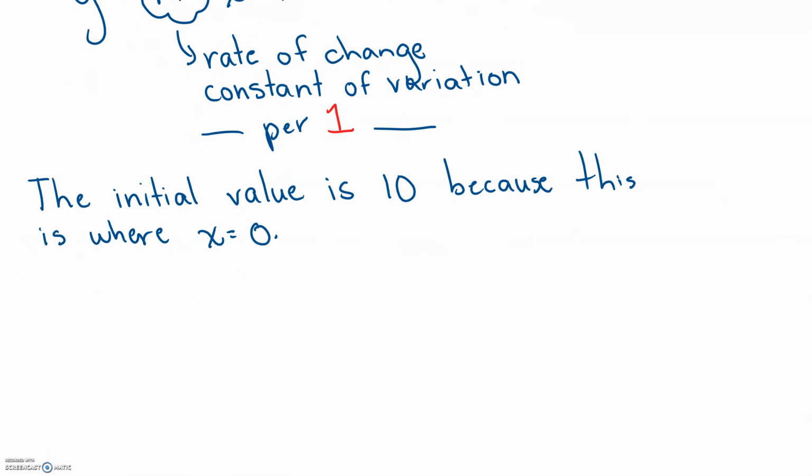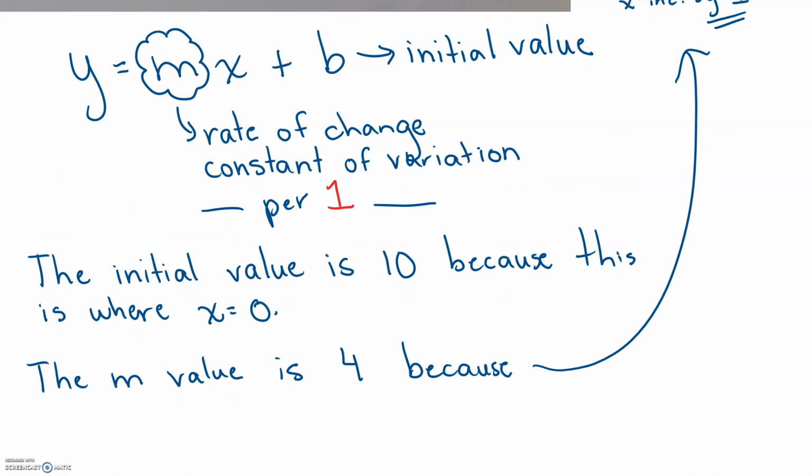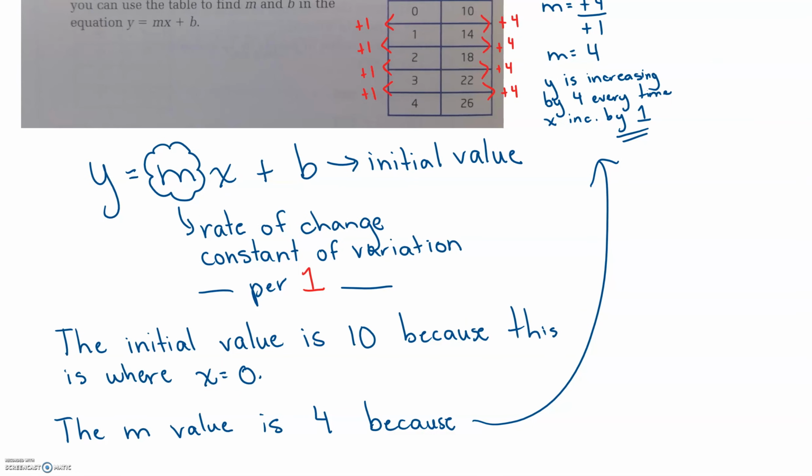So let's just write that down. The m value is 4, and that's because of this reason right here. Every time y increases by 4, x increases by 1. So I'm just going to put the explanation down here: because every time y increases by 4, x increases by 1.